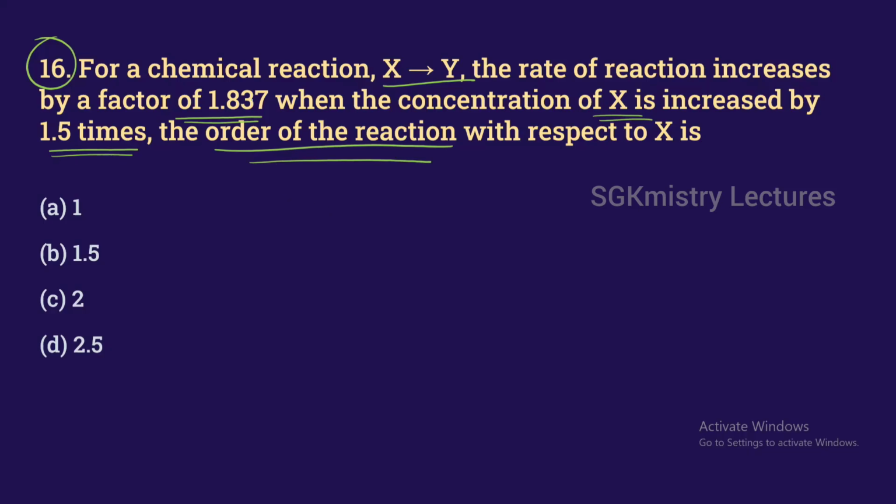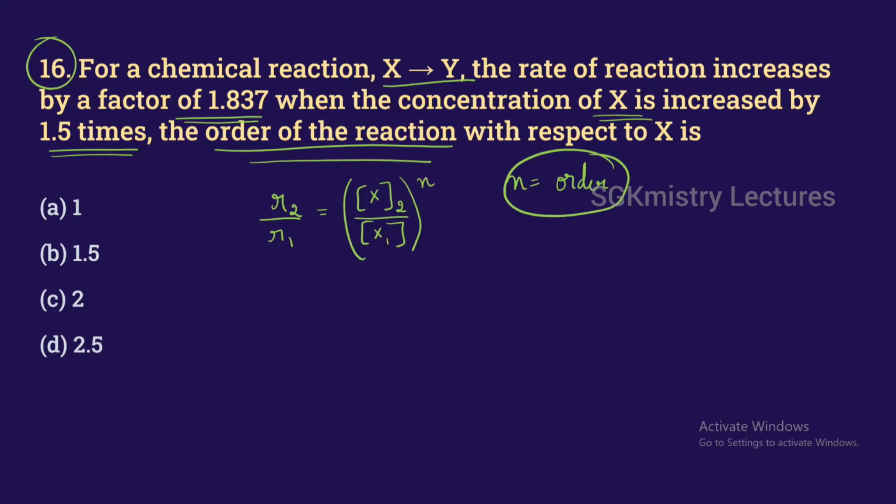Now let us look into the rate of the reaction increases by the factor. So R2 by R1, the rate, with respect to the concentration, X2 by X1, how it has changed. Now this to the power of n will give you the order n. n is equal to the order of the reaction. Now R2 by R1, what is the change in the rate? That is 1.837. X2 by X1, the concentration of X is increased by 1.5 times, 1.5 to the power of n. So you need to remember this particular equation.